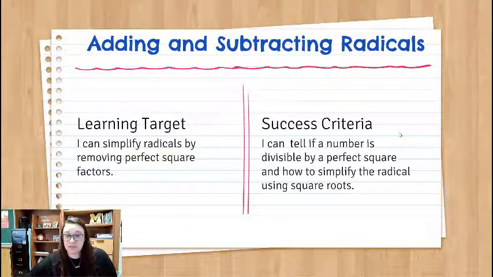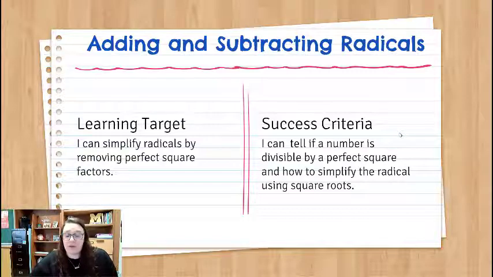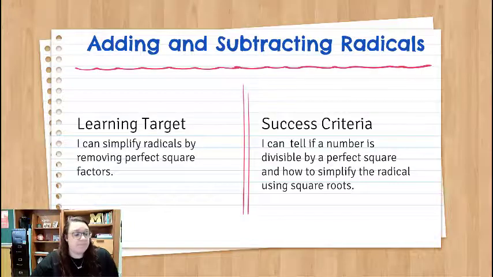Our learning target for today is that you'll be able to simplify radicals by removing perfect square factors and then adding and subtracting them. You know you'll be successful when you can tell if a number is a perfect square and if you can simplify the radical using square roots with that. Let's jump in. We're going to do 6 examples today.